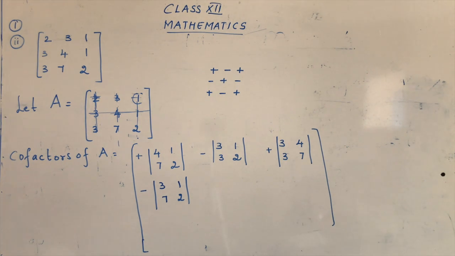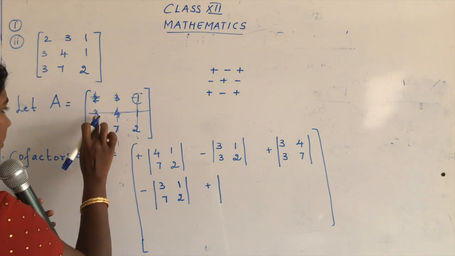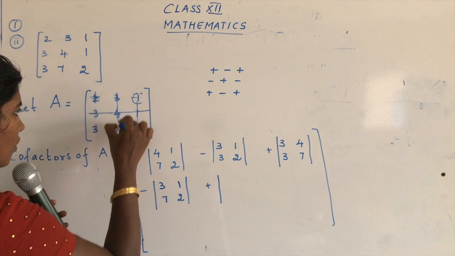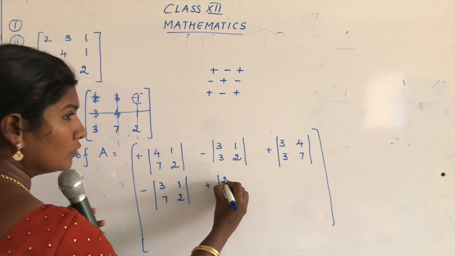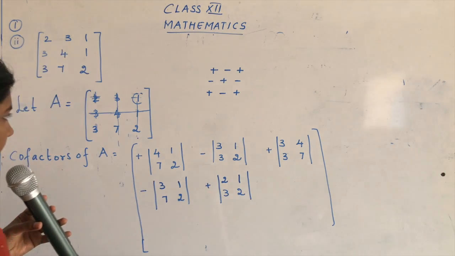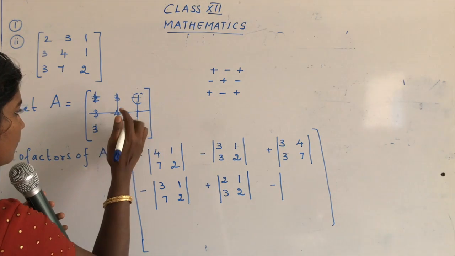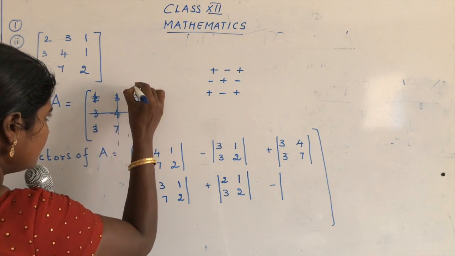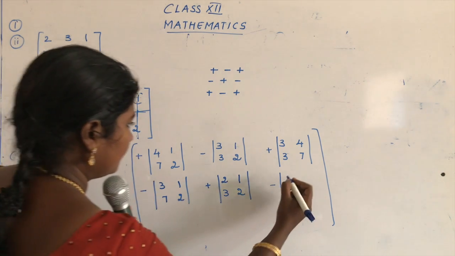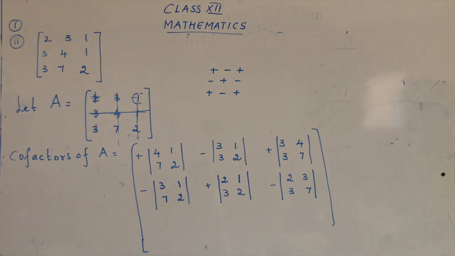Okay, let's see. What is the next sign? It's plus. So now you are going to go for the next element, that is 4. Just eliminate the row and the column. So what's left here? 2, 1, 3, 2. Now what is the next sign? It's minus. So we have to eliminate this row and this column. So what is left? 2, 3, 3, 7. Okay, so the second row has been completed.